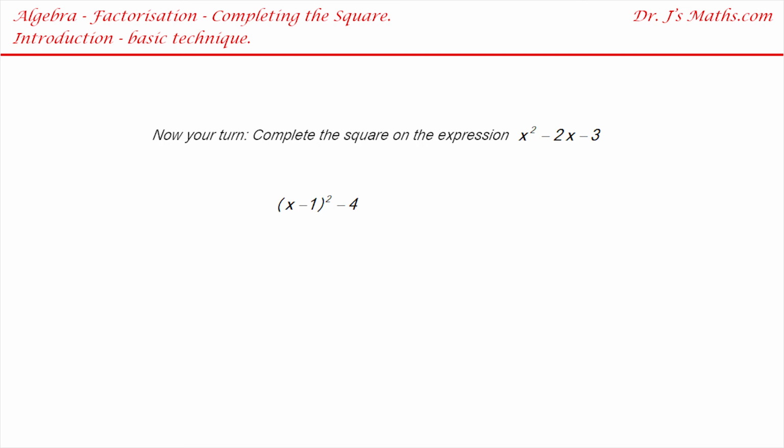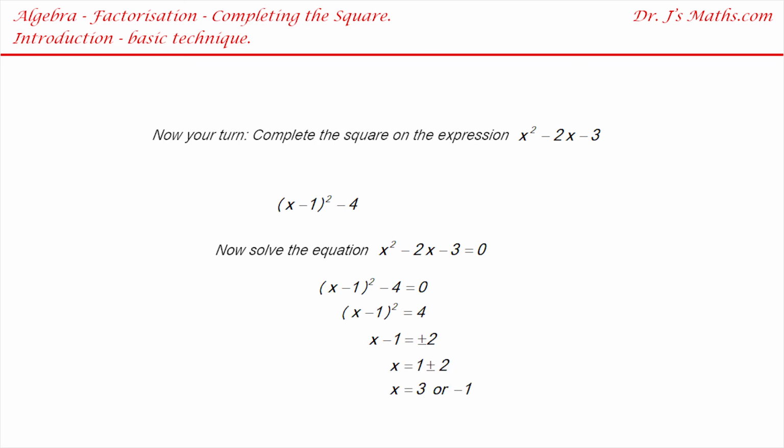So now finish that one off if we have to solve the equation x squared minus 2x minus 3 equals 0. So we've got x minus 1 all squared minus 4 is equal to 0. So x minus 1 all squared equals plus 4. X minus 1, taking the square root, is equal to plus or minus 2. Adding 1 to both of those, 1 plus or minus 2 gives us 3 or minus 1. Nice and quick, easy to do.